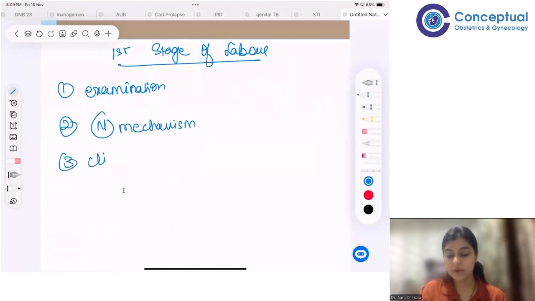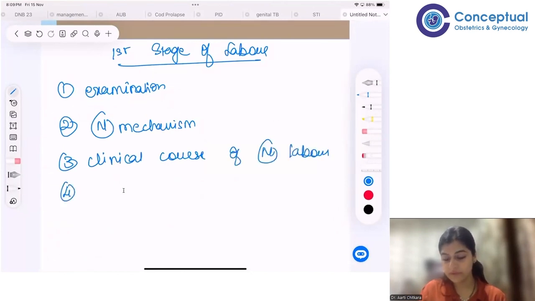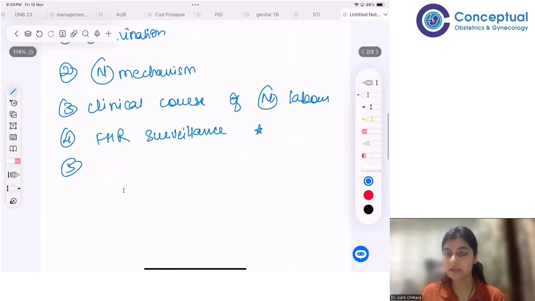Third, I'll be telling you about the clinical course of normal labor. Fourth, we are going to read about the fetal heart rate surveillance in labor, that is intrapartum fetal heart surveillance. Although for this we have a separate class altogether because NST CTG is the most important topic, today also I'll be giving you a brief coverage about it.